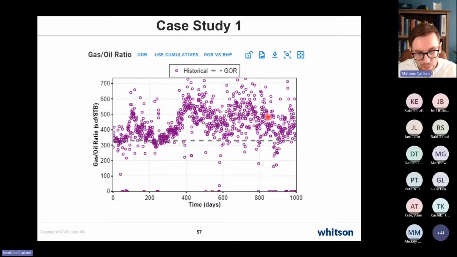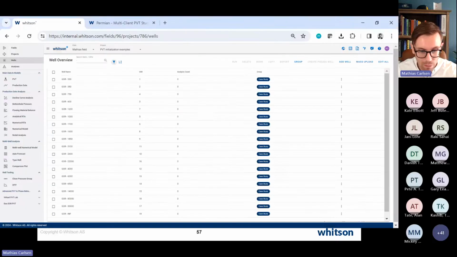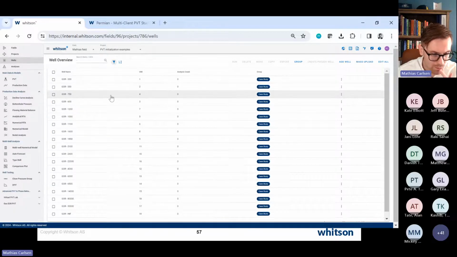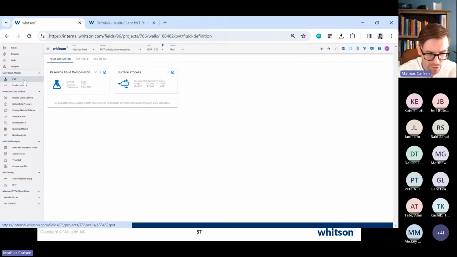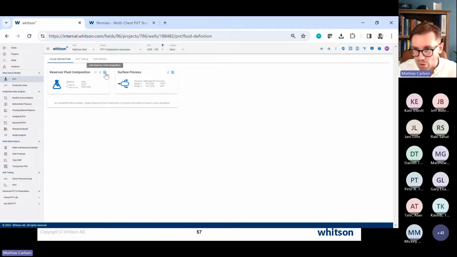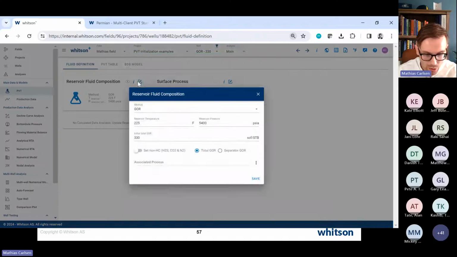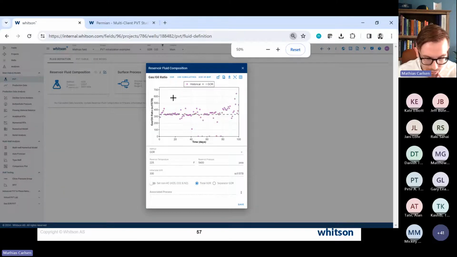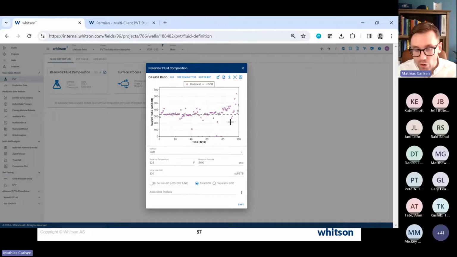So we're going to pull up case study number 1, which I have prepared in the software, and I'm just going to use the PVT feature, and that's what we're going to do here later as well. When I open the reservoir fluid composition card, and if you've not done this before, I know some of the guys on the call have done this a billion times, you click here up to the right, and that's where you can change the initial producing GOR up and down.